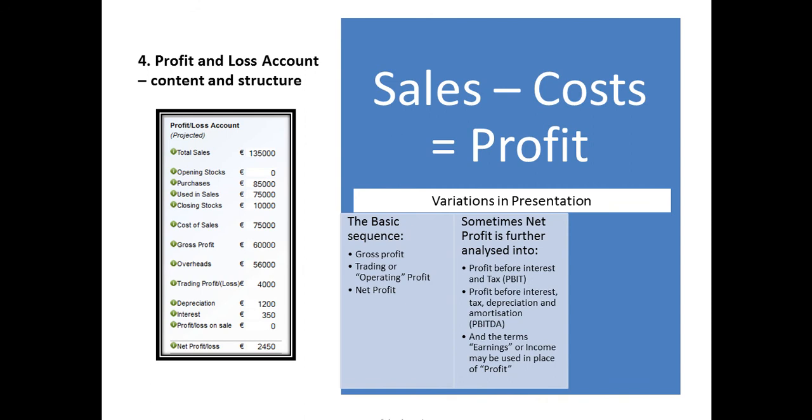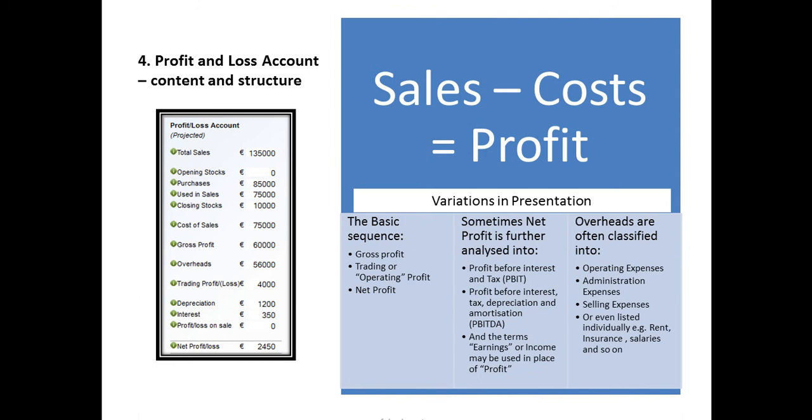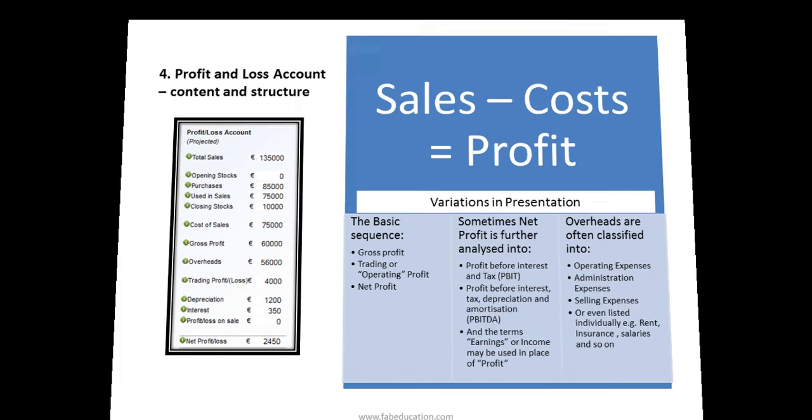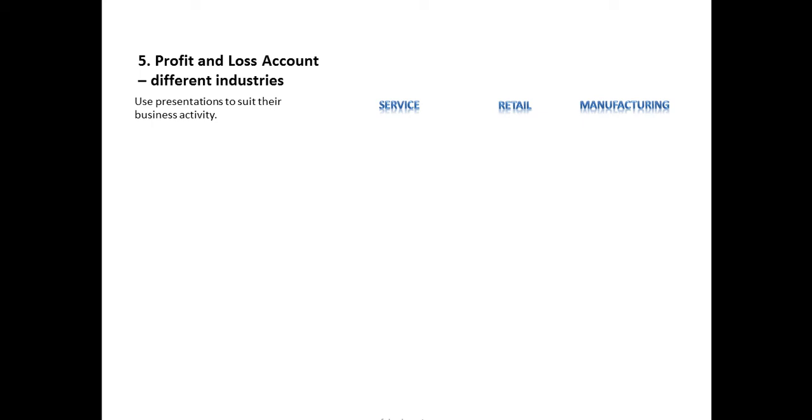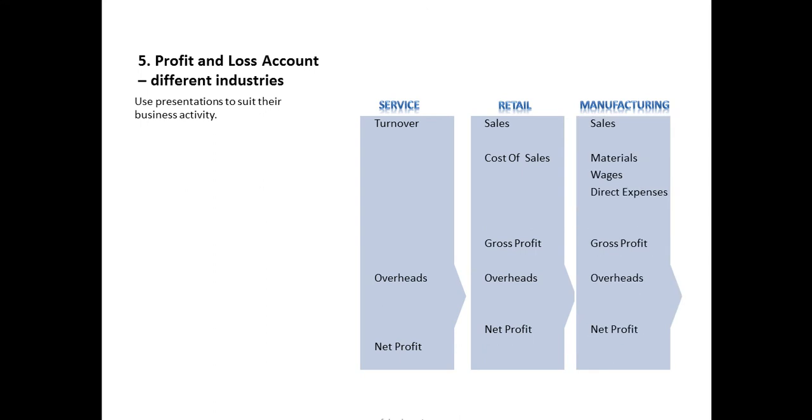But sometimes net profit is further analysed into profit before interest and tax, profit before interest, tax, depreciation, and amortization, and the terms earnings or income may be used in place of profit. Overheads are often classified into operating expenses, admin expenses, selling expenses, or they may be listed individually such as rent, insurance, salaries, and so on. Different industries will have a different presentation to suit their activity.